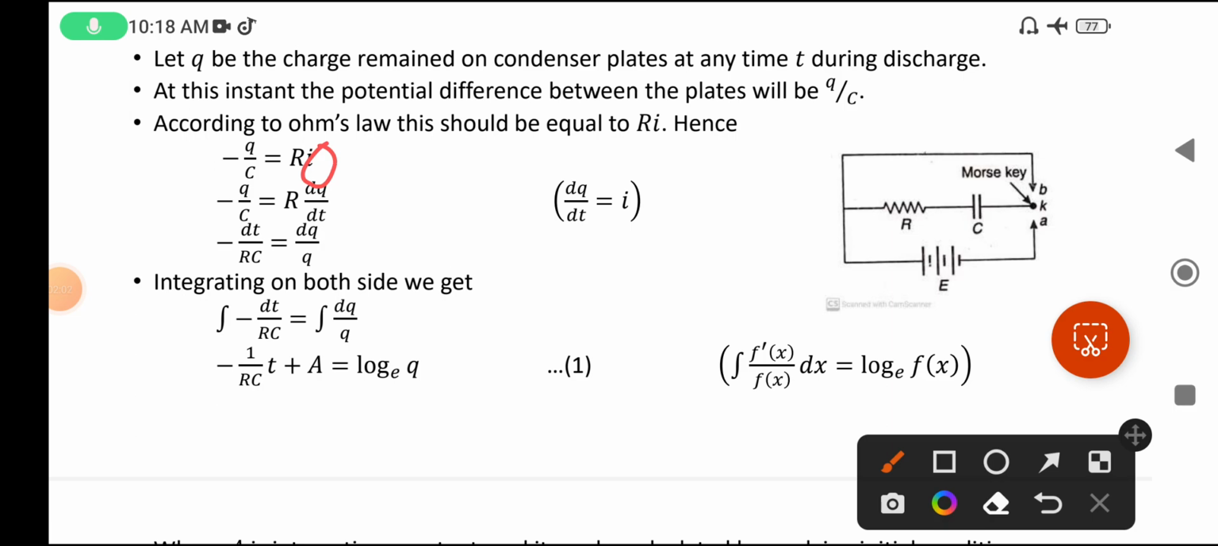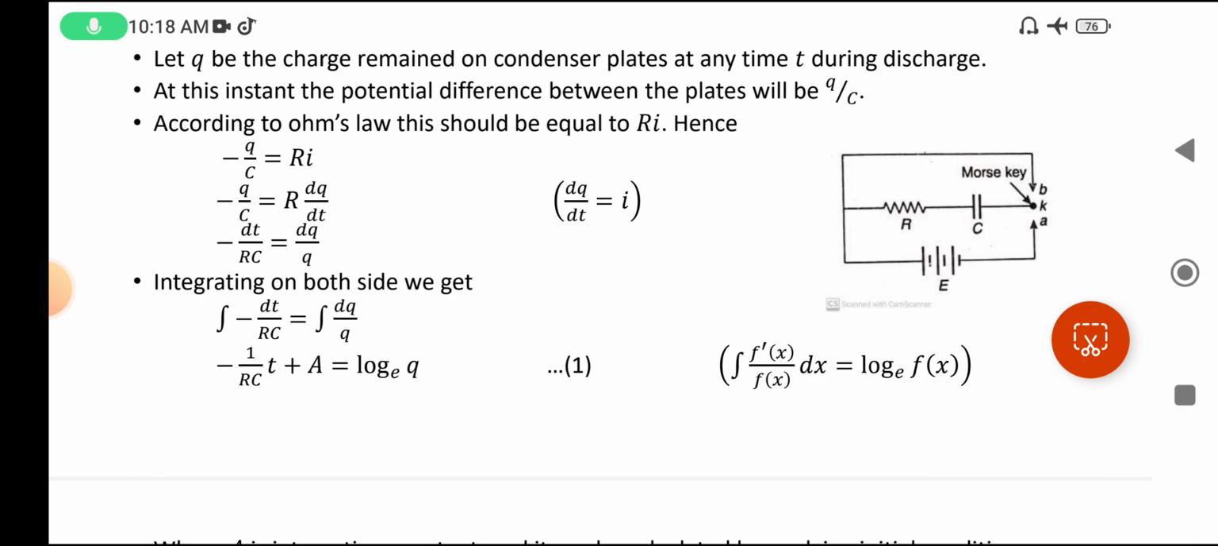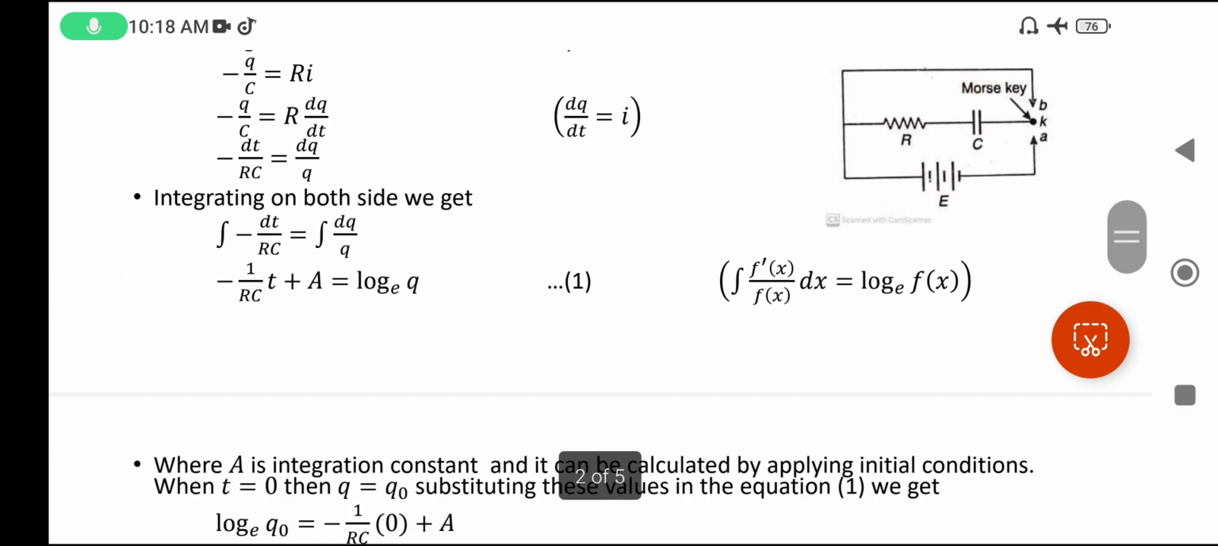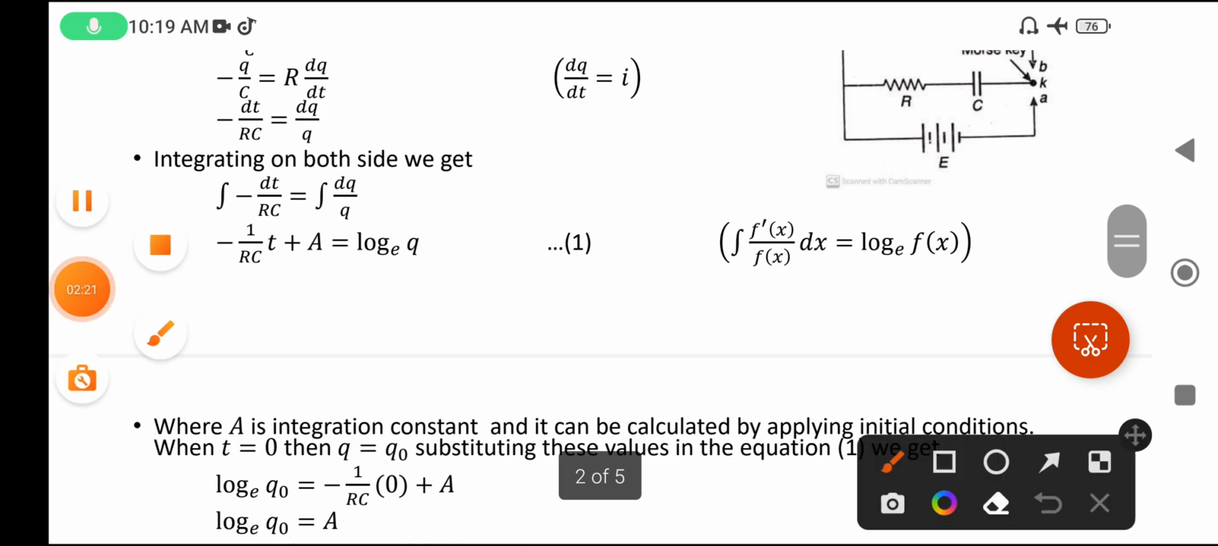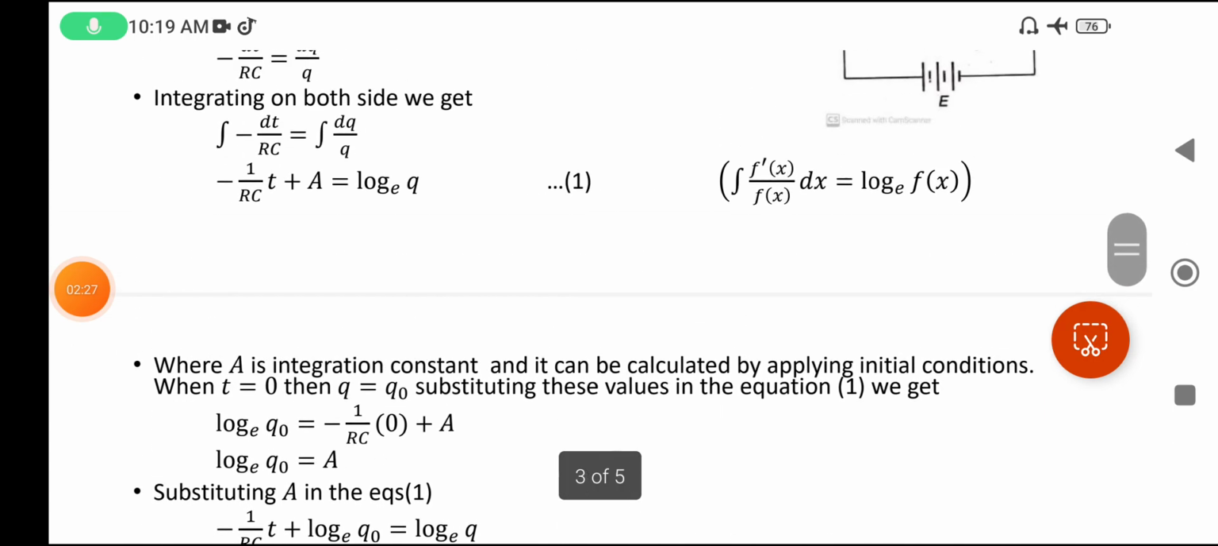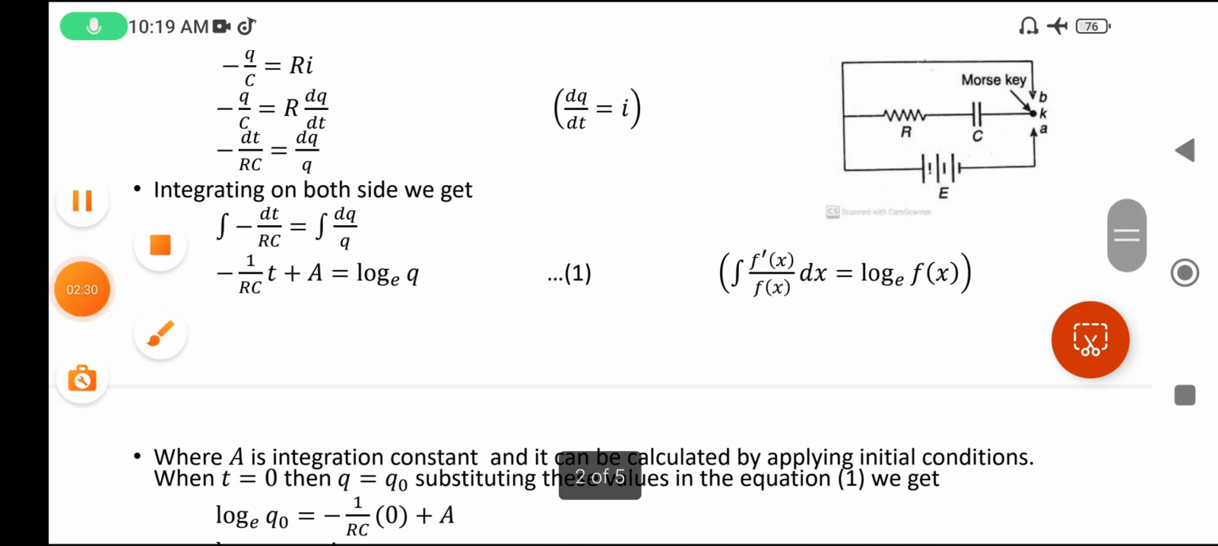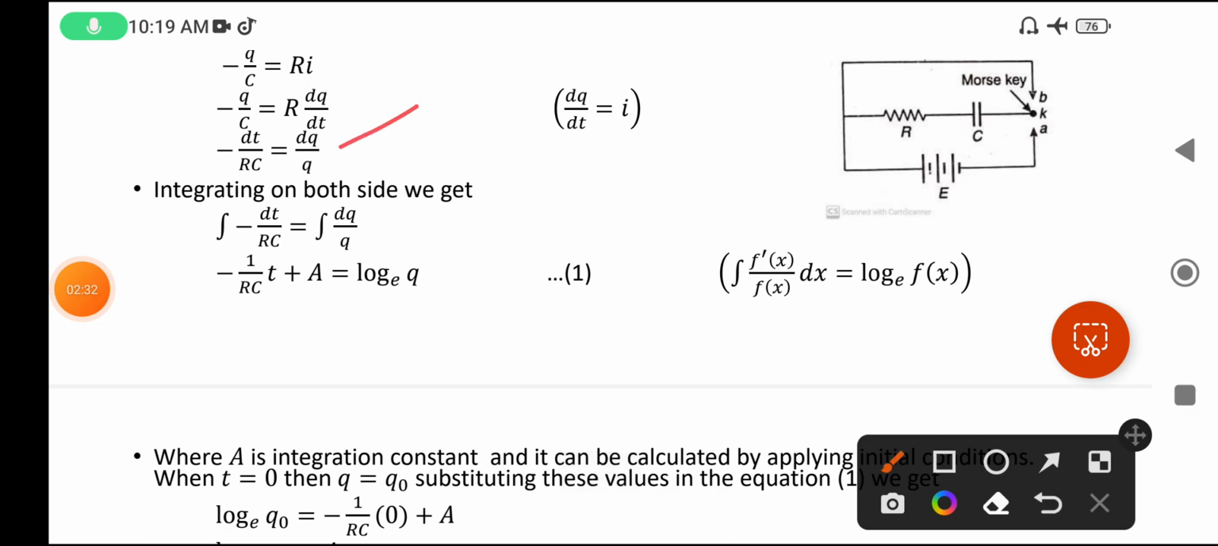Write the I value. I is what? Current. Current can be written as charge by time, dq by dt. So in the place of I, write dq by dt. Right. Next, bring R to this side, and dt and R to this side, only Q to this side. Then the equation is like this. Now the equation becomes like this.